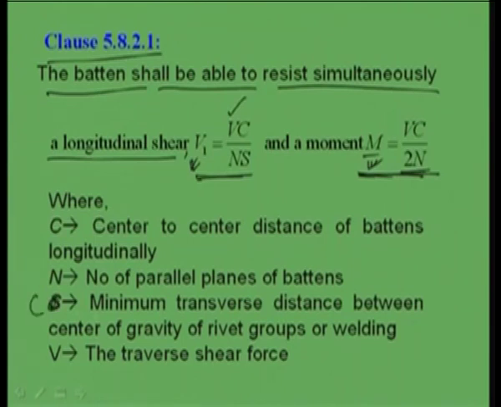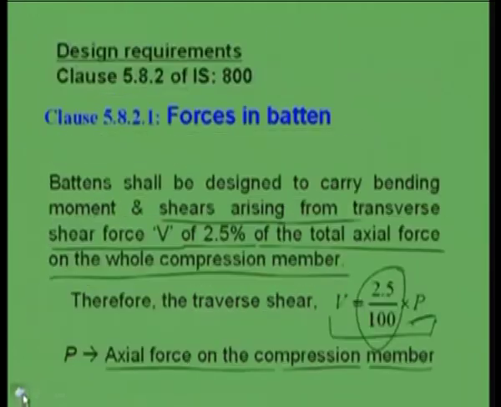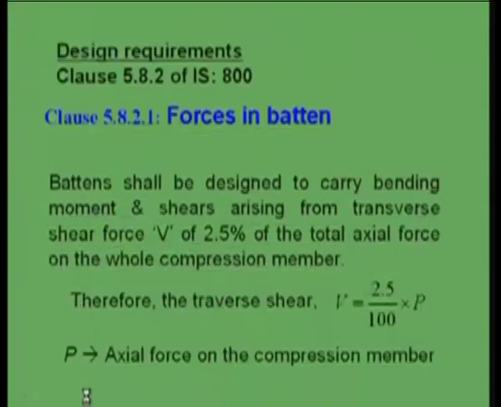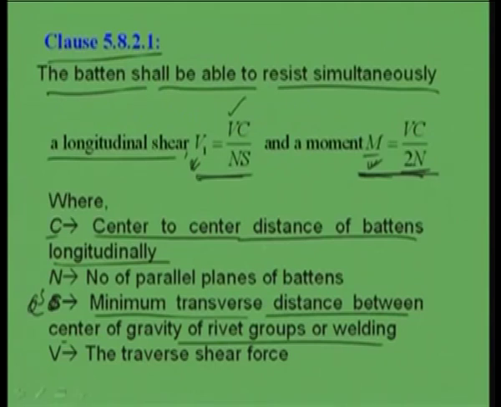So we can find out the V1 and M, where C is, as we know, the center to center distance of battens longitudinally. In fact, if we see the picture, we will understand. This is called C. So as we know the center to center distance of battens longitudinally, we can find out the value of C. And N is the number of parallel planes of batten.